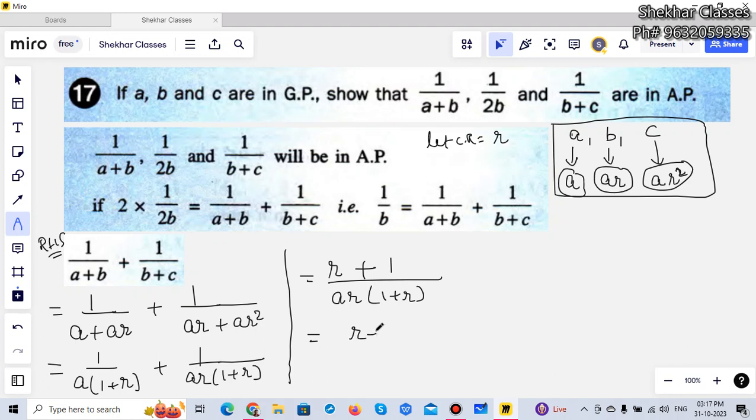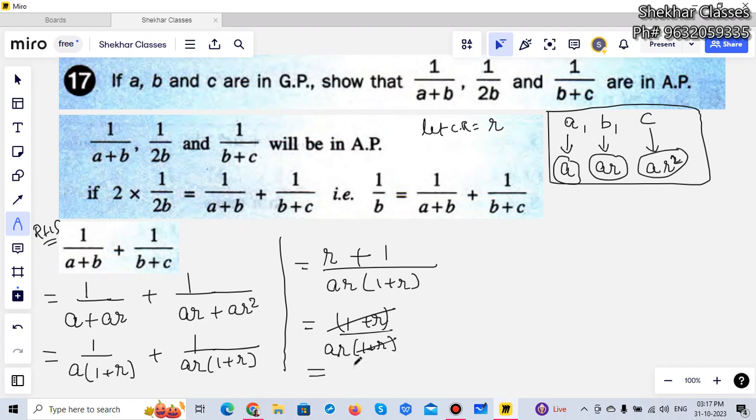Now further I solve it. It becomes R plus 1 over AR into 1 plus R. R plus 1 and 1 plus R are the same thing, so 1 plus R and 1 plus R will get cancelled. What are you left with? Only 1 upon AR. Now, can you see? AR is B. So I can write this is equal to 1 upon B now.